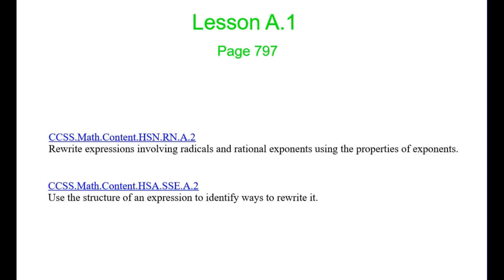Lesson 8.1, this will be on page 797. This is still a part of chapter P. There's two standards we want to discuss in this lesson. The first one, rewrite expressions involving radicals and rational exponents using the properties of exponents. The second one, use the structure of an expression to identify ways to rewrite it.